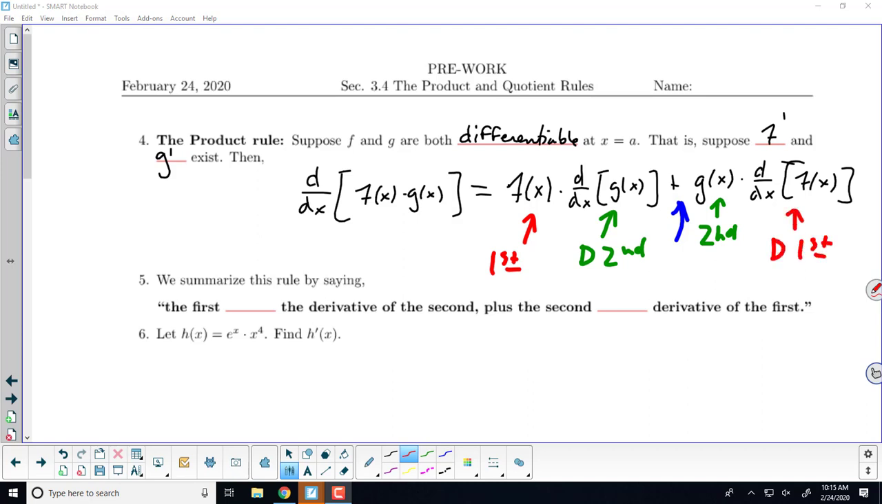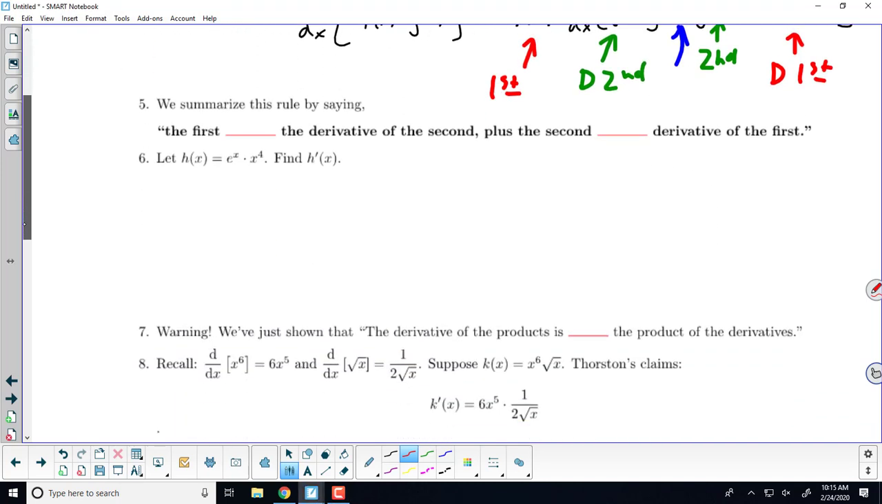So you'll want to memorize that. Okay? There's an easier way to remember that. You say you multiply each with the other's derivative. I've just linked the 3Blue1Brown video where he goes through a nice visual interpretation of the product rule. Highly recommend you take a look at that. Okay? But as far as what you need to memorize, some variation of this expression here. Okay? So we summarize this by saying the first times the derivative of the second plus the second times the derivative of the first. Okay?